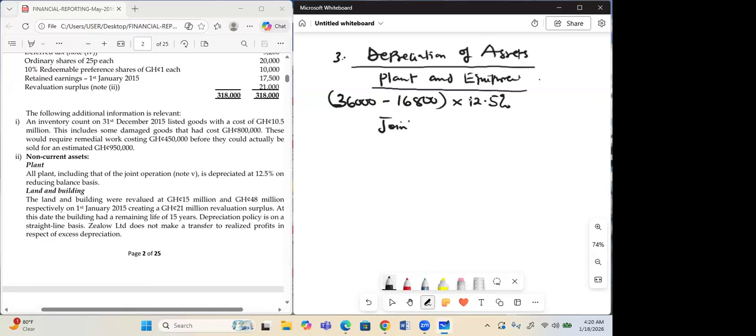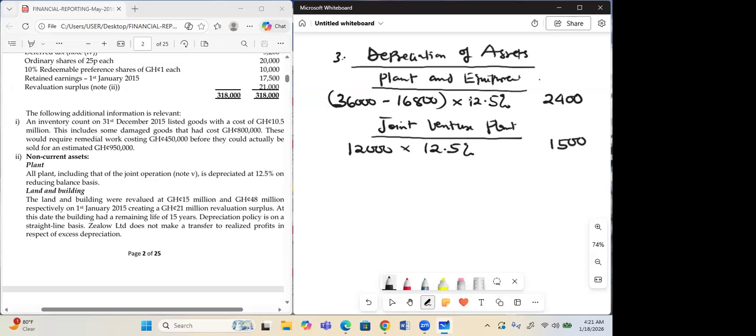Then 2,400. Now the joint venture plant. Let's do them separately. Remember the joint venture plant was 12,000. There was no accumulated depreciation. So that one times 12.5%. You said this one gave you what? 1,500. So this is 1,500.